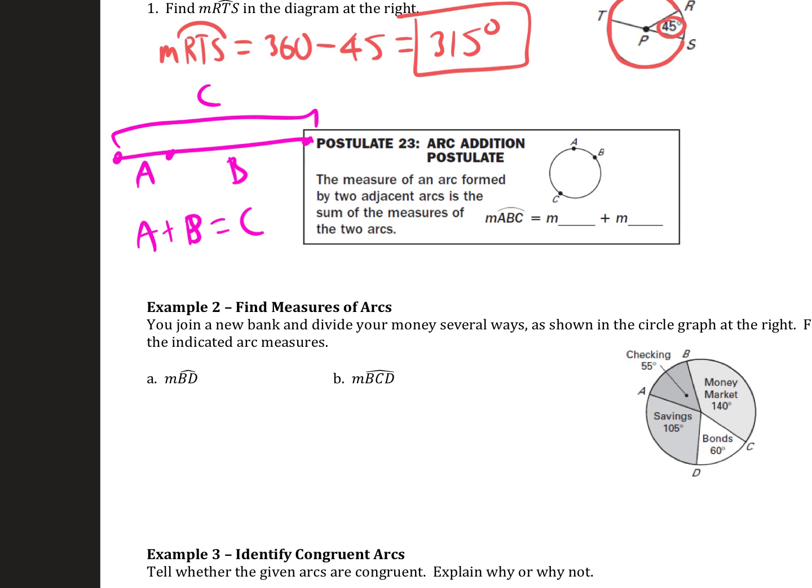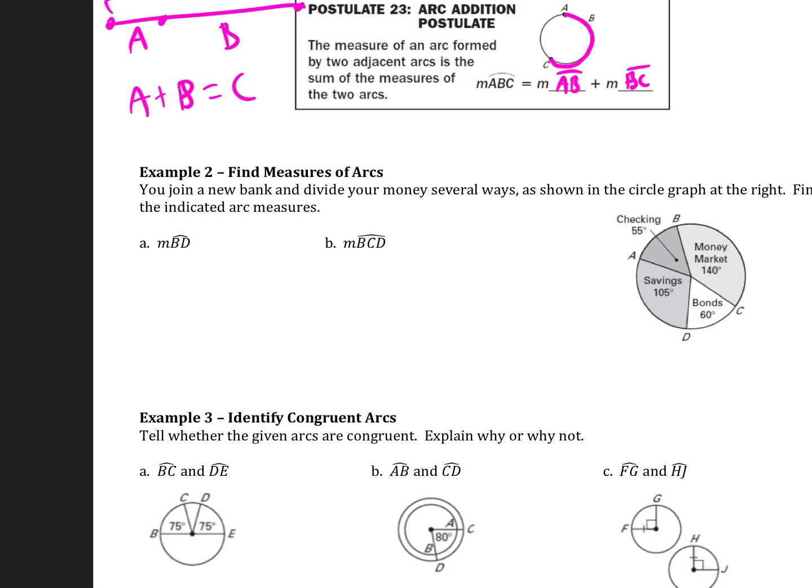So we're looking for the measure of arc ABC. ABC is this right here. What two arcs make up ABC? Well, we have the measure of arc AB plus arc BC. Ta-da! That's basically the parts added to the whole. All right, so go ahead and do example 2. It's very similar to what we've been doing, but you're going to have to add a couple different arcs. Give it a try.